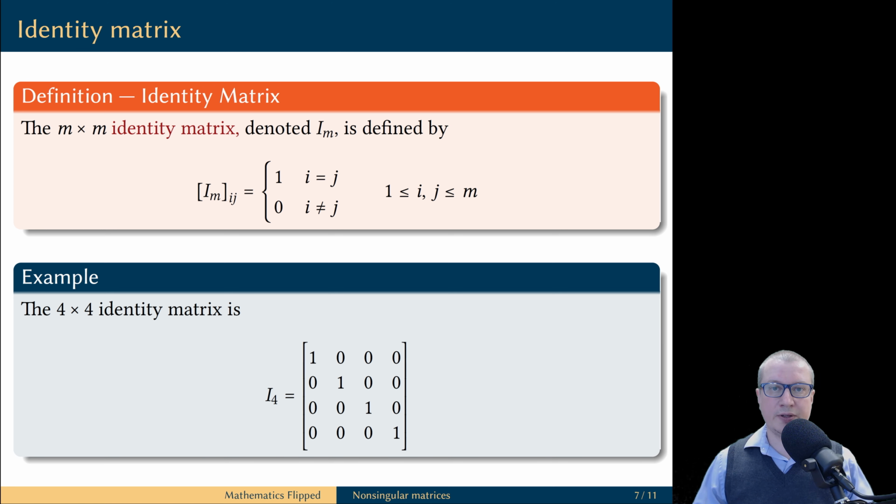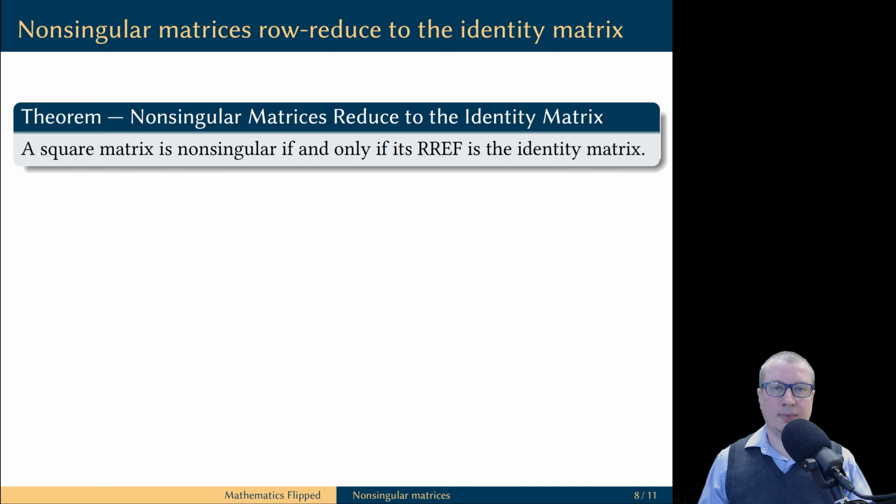The reason why this matrix is called the identity matrix will become clear later when we define matrix multiplication. Let me just give you a little teaser. This matrix will have the same property as the number 1 with respect to matrix multiplication.